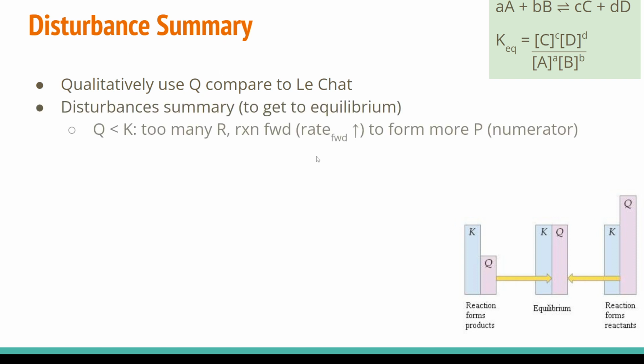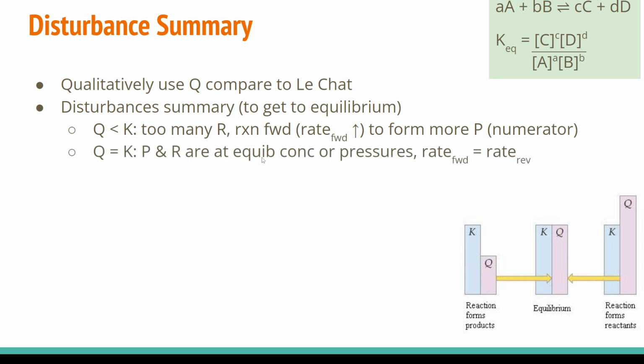As a reminder, to get equilibrium, if Q is less than K, you have too many reactants, so you're going to increase the forward rate in order to form more product, because product's in the numerator side, as you can see here. And if Q is equal to K, they're already at equilibrium. Because remember, Q can be at any point. If Q is at equilibrium, then obviously the forward rate and reverse rate are going to be the same, because that's what equilibrium is.